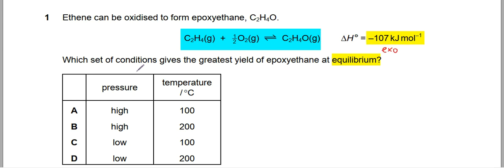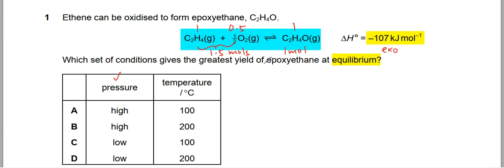Regarding the pressure, we can check the total number of moles of gas on each side. Here on the left hand side is 1 mole and 0.5 moles, and then the right hand side is 1 mole. So on the left hand side the total is 1.5 moles, and on the right hand side the total is 1 mole.